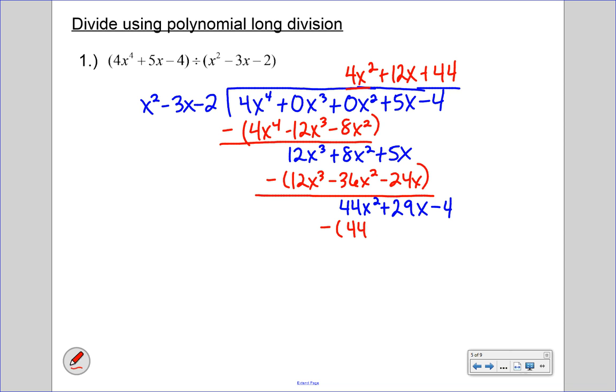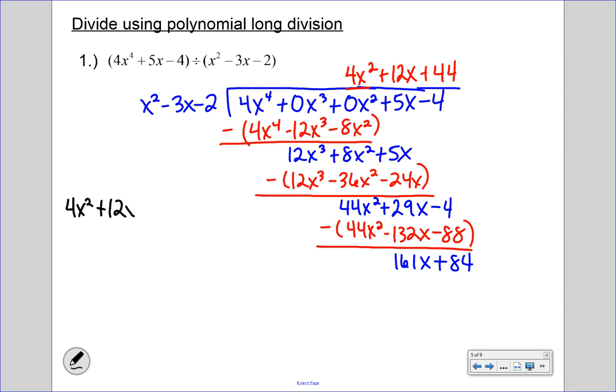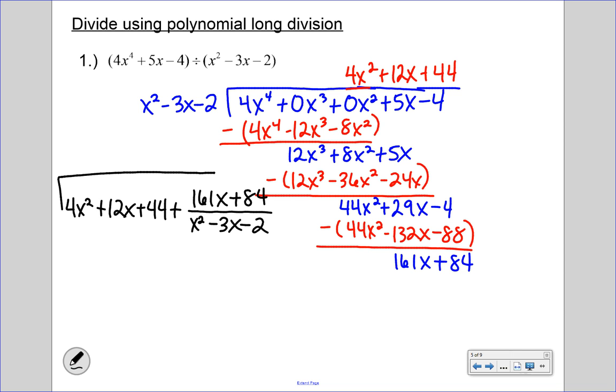So we have 44x squared minus 132x minus 88. And we get the remainder of 161x plus 84. So our final answer is 4x squared plus 12x plus 44 plus 161x plus 84 all over x squared minus 3x minus 2. And there's your final answer.